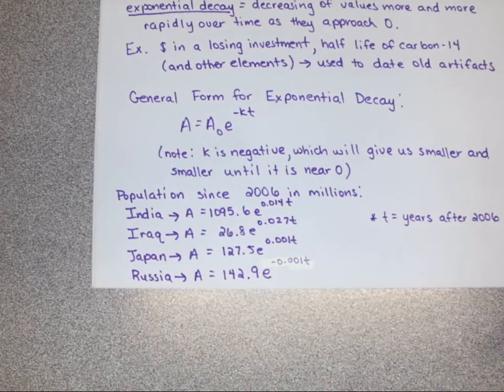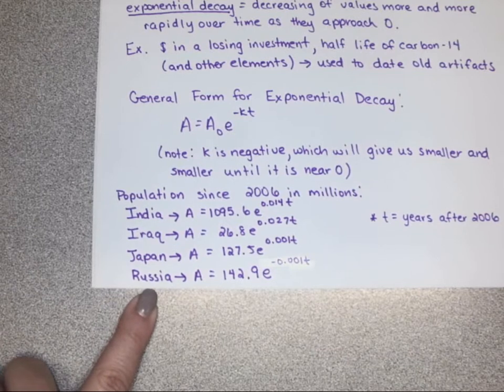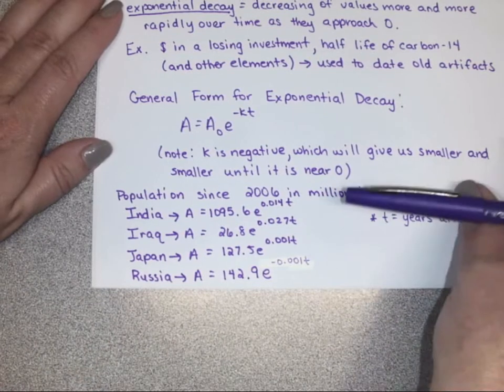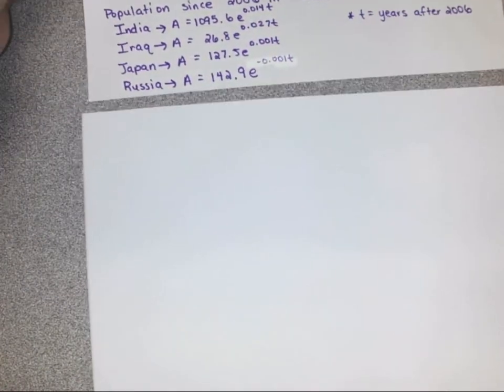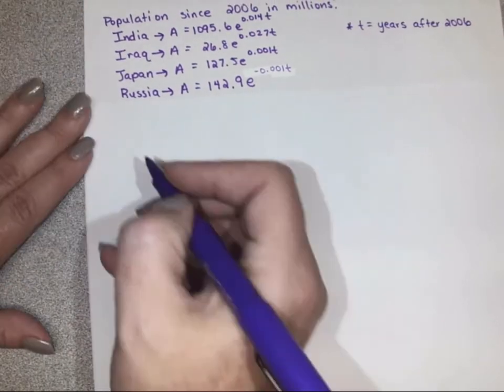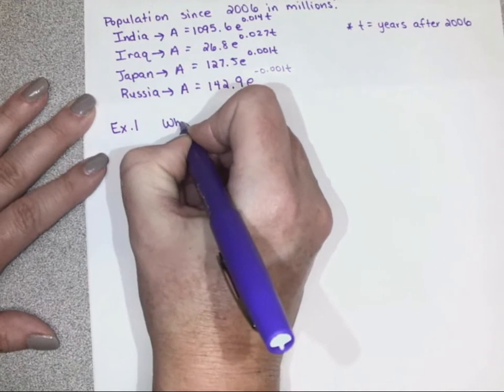So notice that all of these countries have different starting populations, and they all have different growth rates. In fact, one of them doesn't even have a growth rate, right? What's happening in Russia to the population? It's decreasing, right? So it's a decay, okay? So basically, their population is going down, which is pretty unusual, but does happen. So let's see if we can answer some questions.